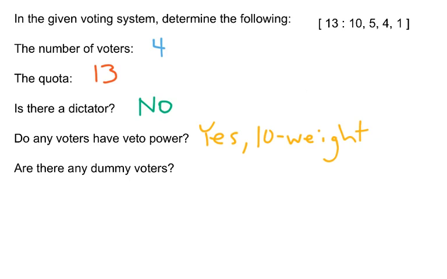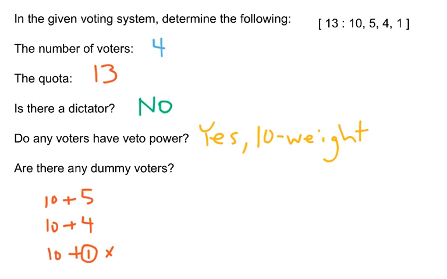None of the voters can pass a motion by themselves, so we know that's not the case. Well, the 10 and the 5 could pass a motion, so neither of them is a dummy voter. If we have the 10 and the 4, they could pass a motion. The 10 and the 1 would not. So this one weight voter could be a dummy. Let's see what else we've got.